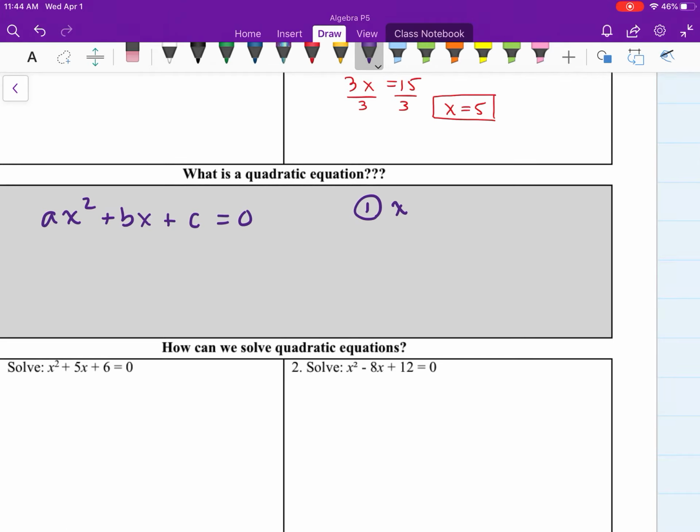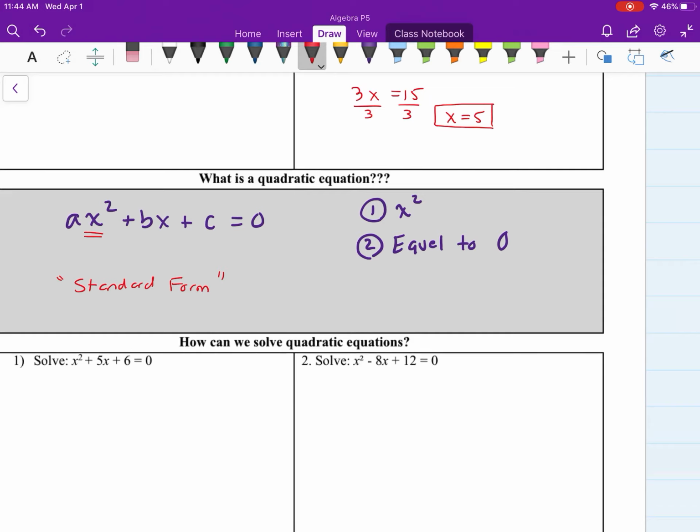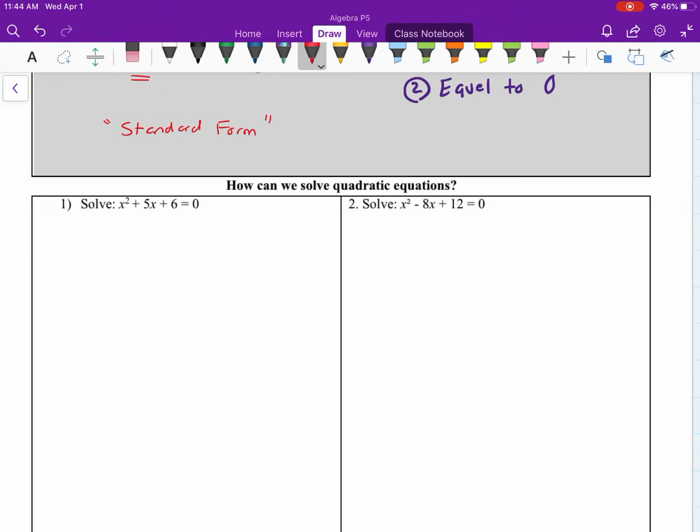All right, so two characteristics that I want you to understand about a quadratic equation is, one, you'll notice it has an x squared in it. It's no longer x, it's x squared. And the second thing I want you to notice is that it's going to be equal to 0. And when the quadratic equation looks like this, we call this standard form. Now the a, the b, and the c there, those are going to be numbers.